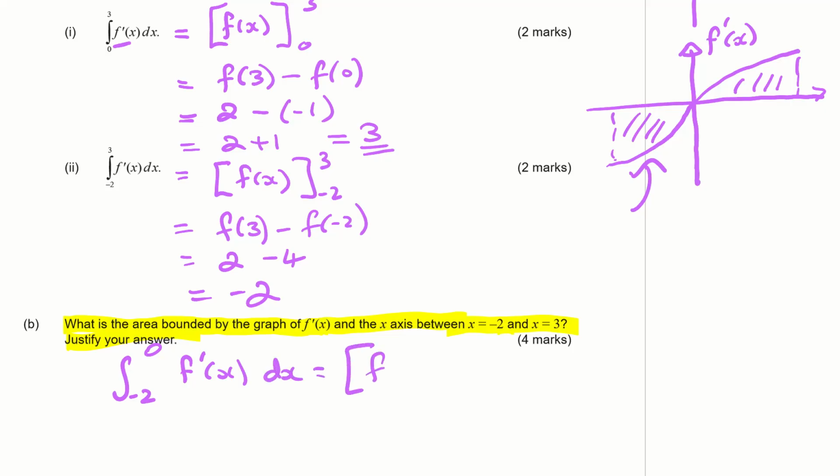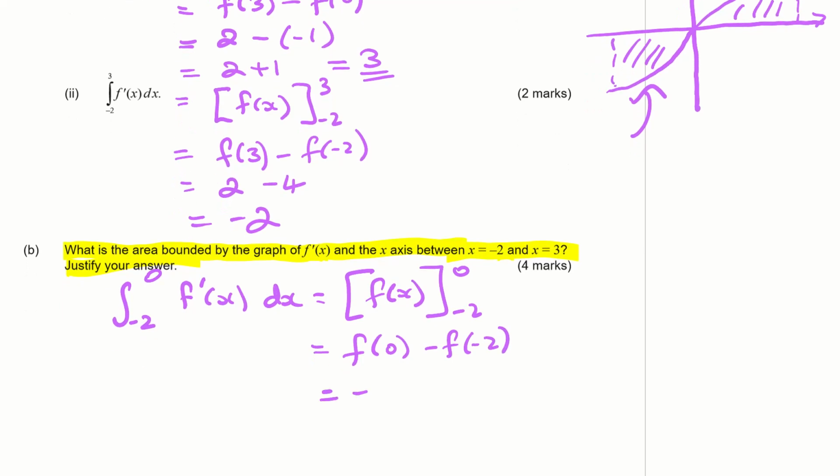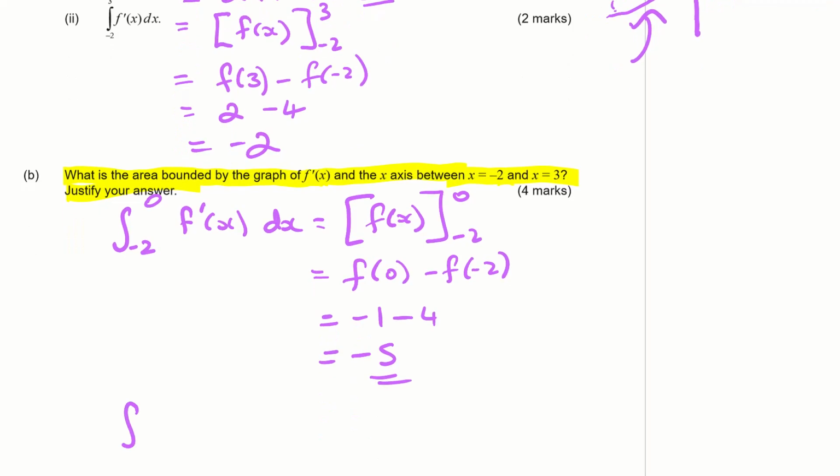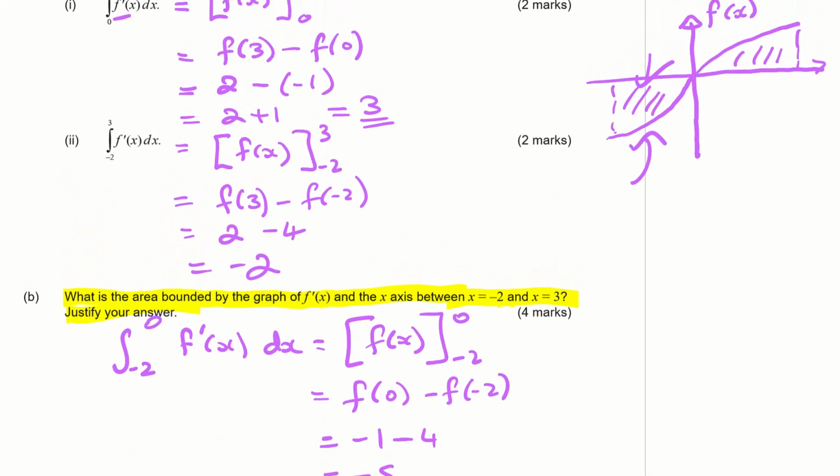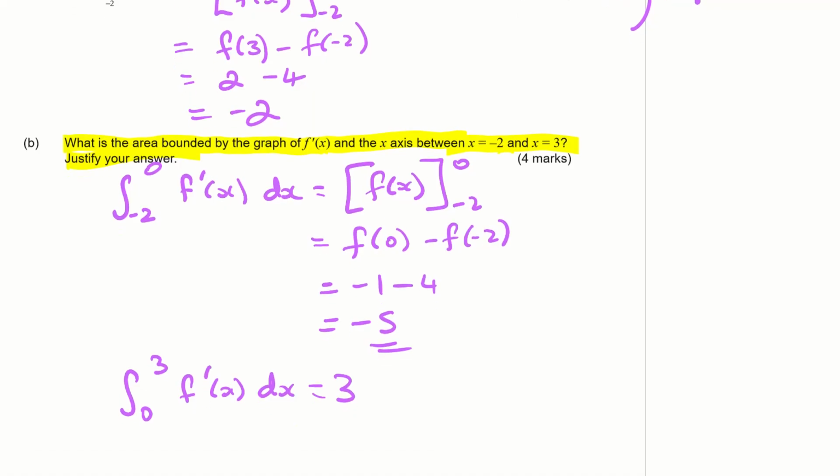And so that is going to be f(x) evaluated between -2 and 0, which is f(0) take away f(-2). And that is -1 take 4, which is -5. Remember, the negative just signifies it's below the axis. And from before, the integral from 0 to 3 of f'(x) dx is equal to 3. Positive because it's above the axis, therefore the area we want is just 5 plus 3 equals 8 square units.